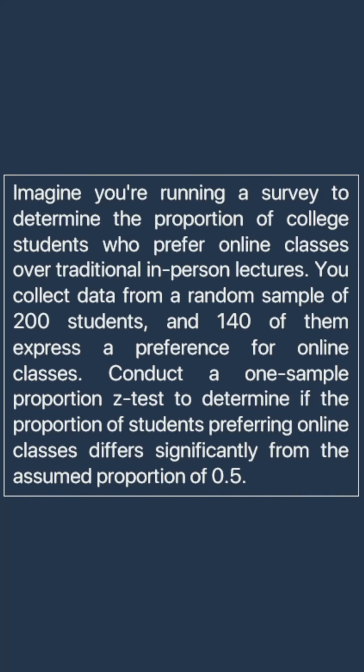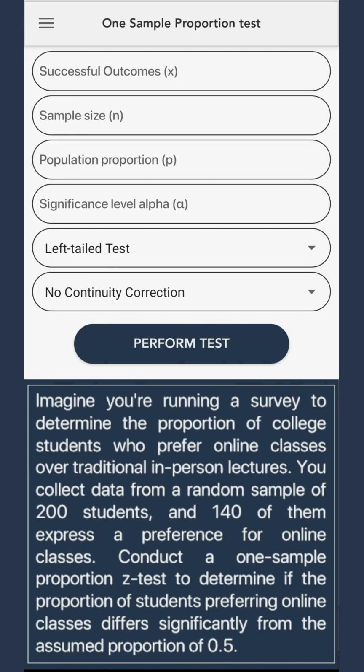All right, Nixers. Got a question for you. Are you ready to determine if the proportion of students preferring online classes differs significantly from the hypothesized proportion? Let's proceed to the calculator to find out. On the calculator's landing page, we'll fill in a few key values. 140 for successful outcomes, students preferring online classes, 200 for the total sample size, and a hypothesized population proportion of 0.50.